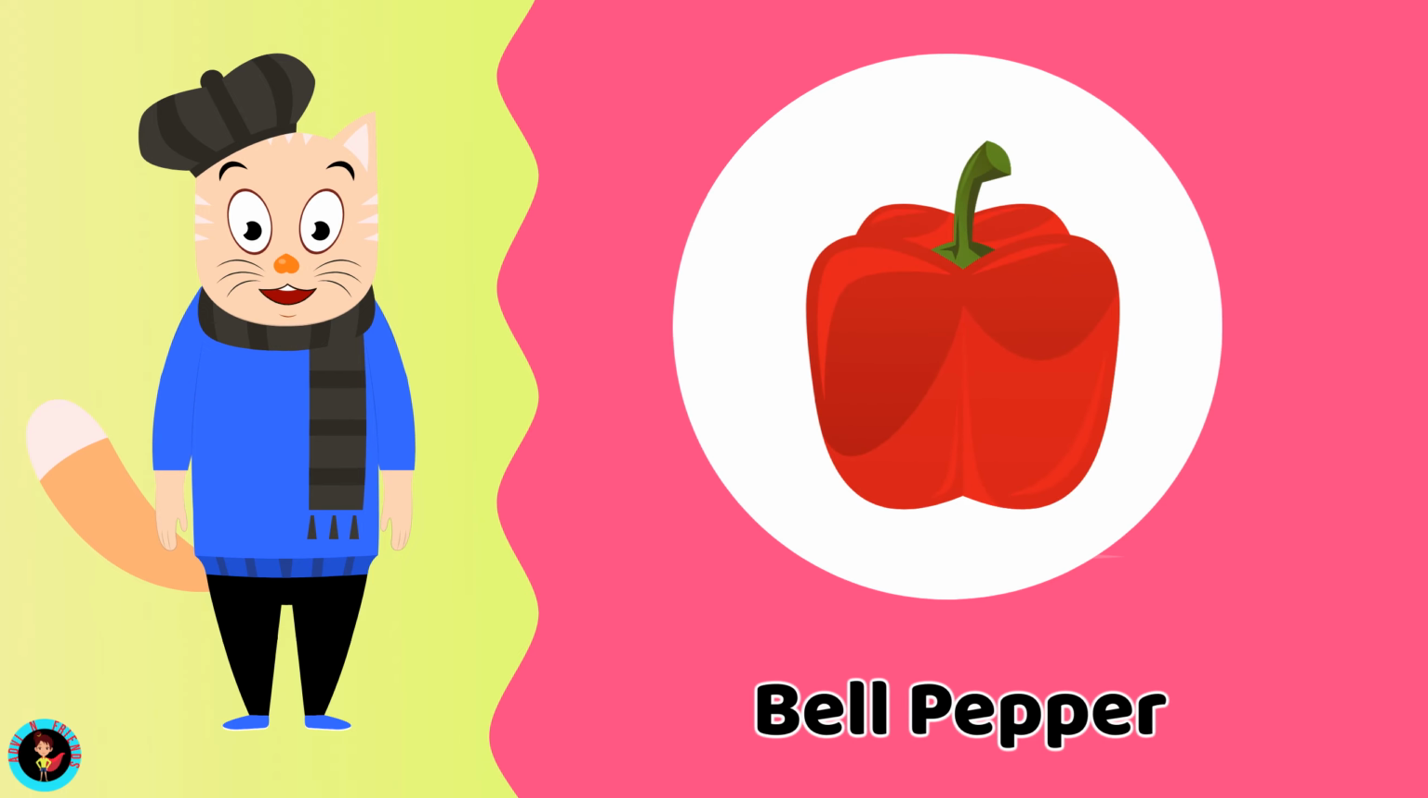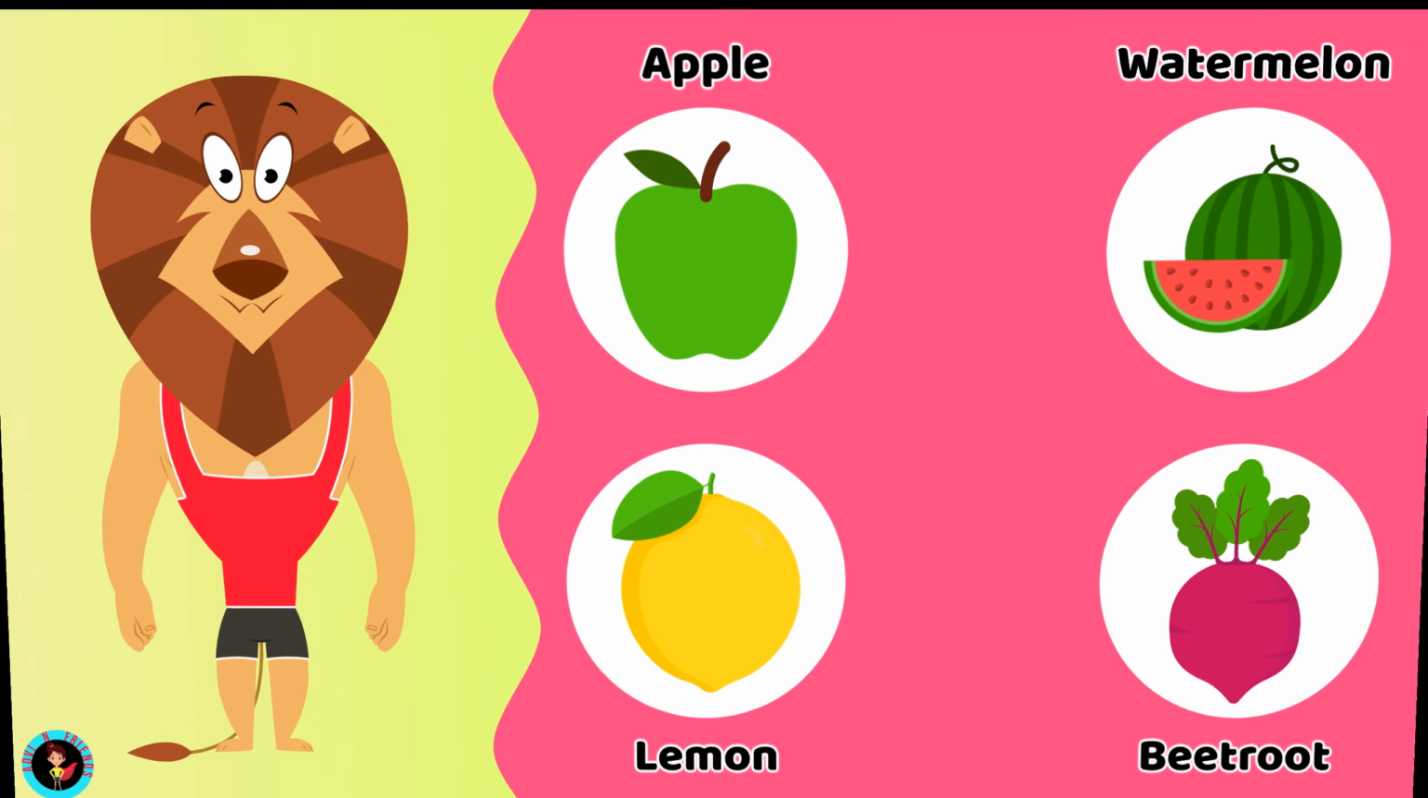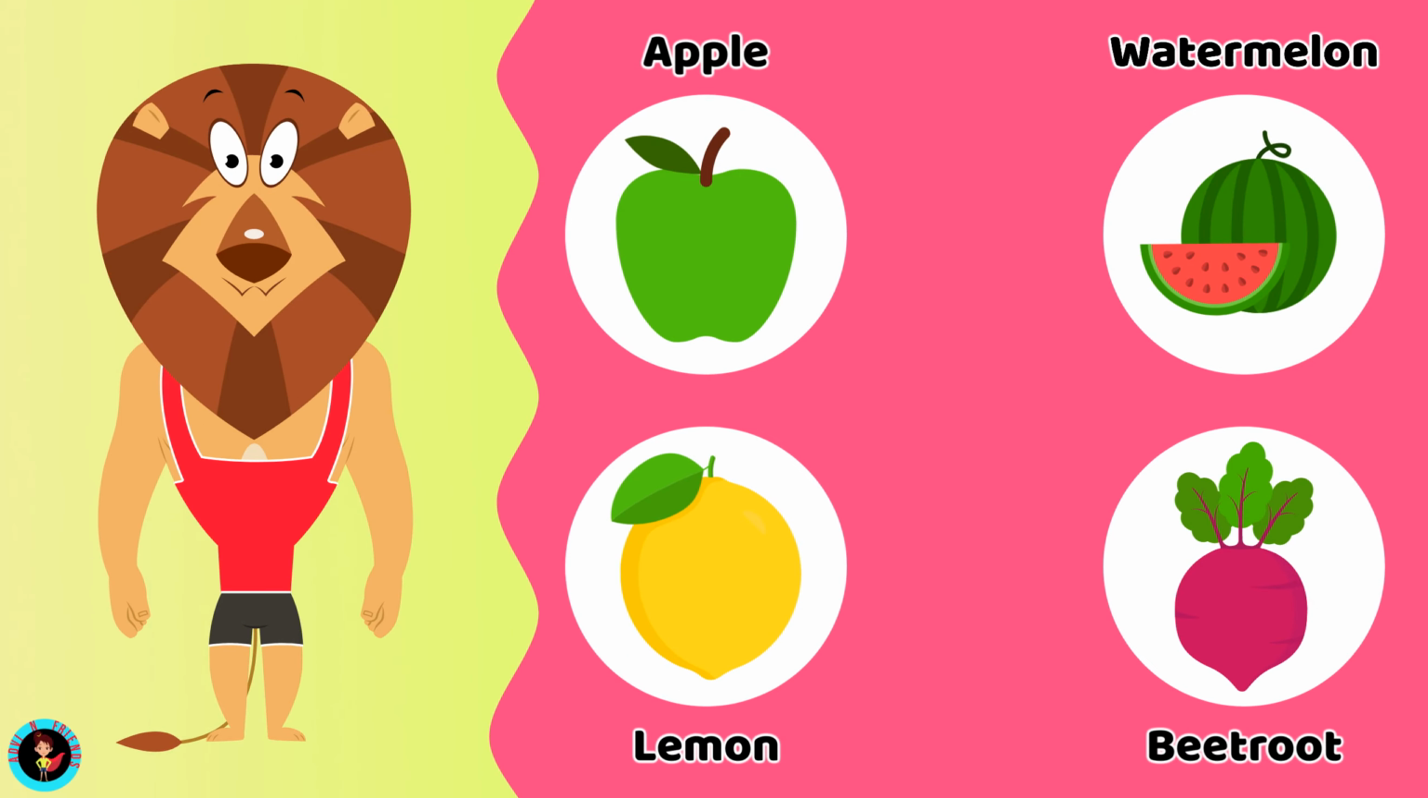Bell pepper is a vegetable. Which among these is a vegetable? Apple, watermelon, lemon, beetroot. The right answer is beetroot.